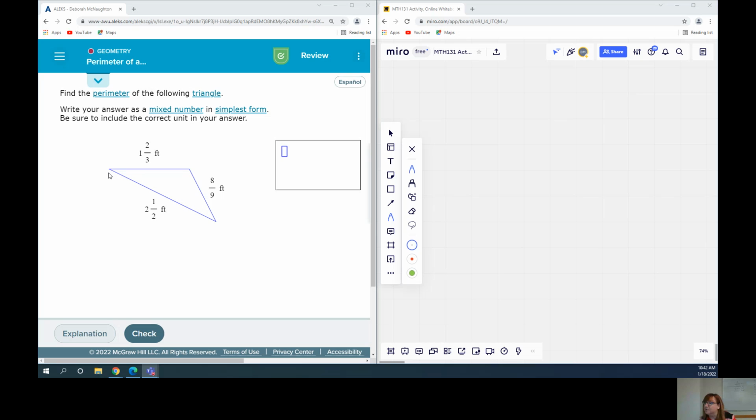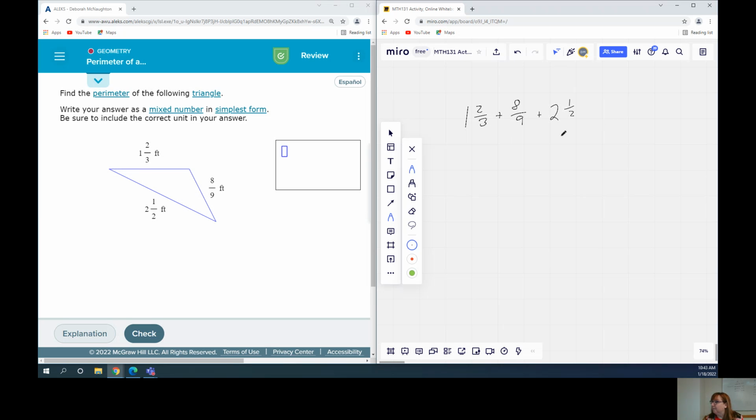Perimeter means the distance around, so on the outside. So we want to add all the sides together. For this one, to find the perimeter, we want to add 1 2/3 plus 8/9 plus 2 1/2. We're going to add these three numbers together.